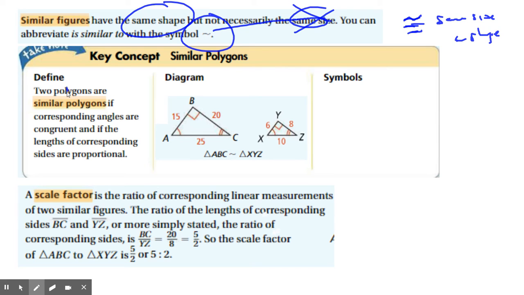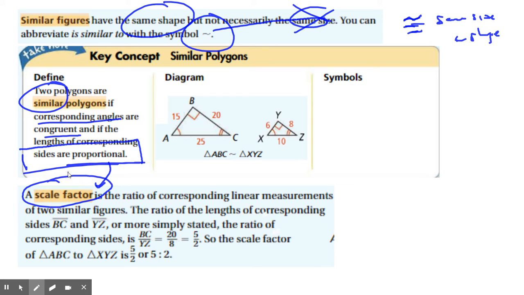So in similar polygons, the corresponding angles are congruent, but the corresponding sides are proportional. And they are proportional by this idea called the scale factor. The scale factor is a ratio of corresponding sides. So in this picture here, down here, they have found the scale factor between BC and YZ. They did 20 to 8 and simplified it and got 5/2. You can also do 8 to 20 and simplify and get 2/5.